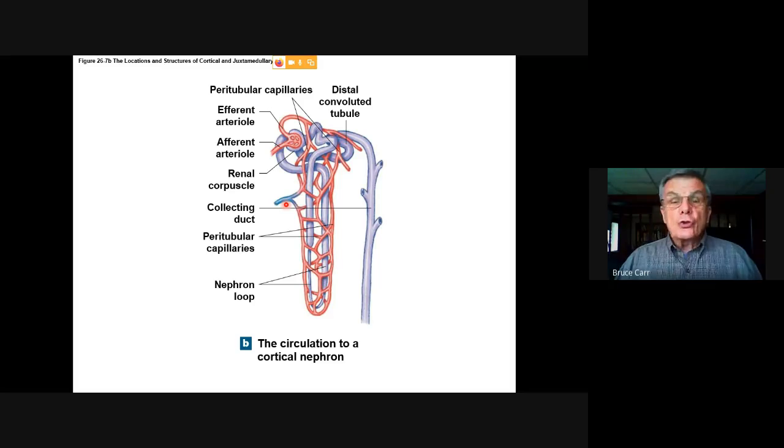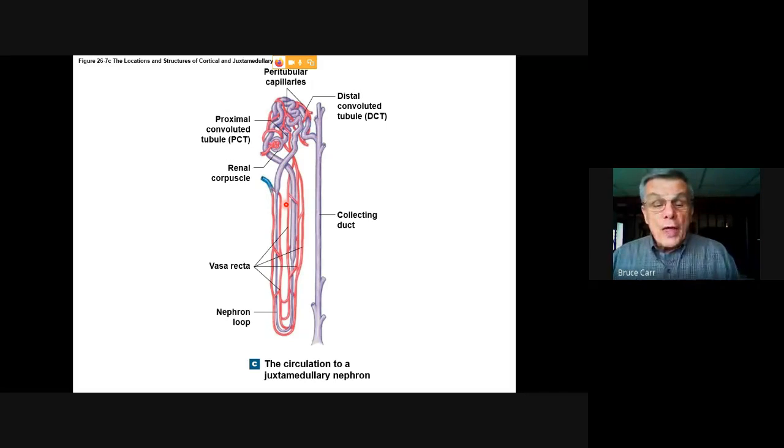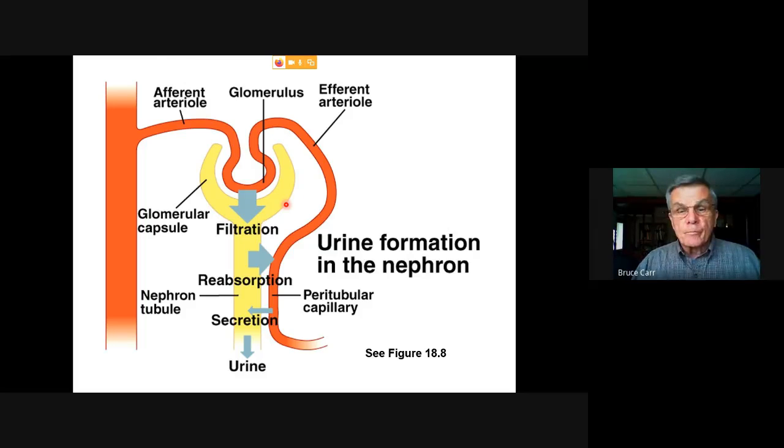The circulation through the cortical nephron and also then through the juxtamedullary nephron are somewhat different because of their different placement. Let's form some urine. There are 3 steps. The first step occurs only in the glomerulus.